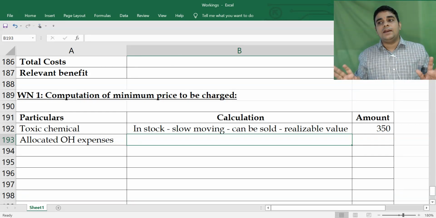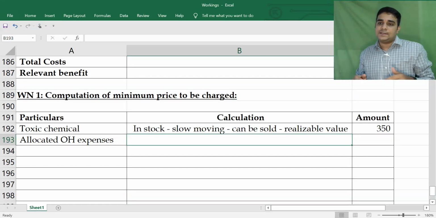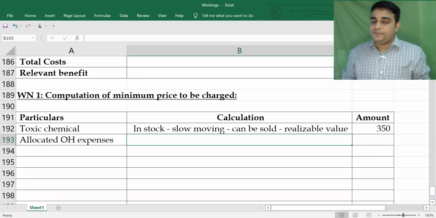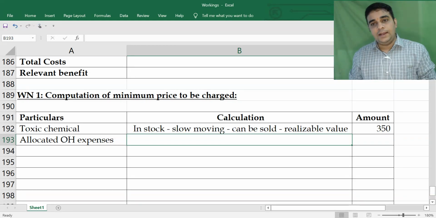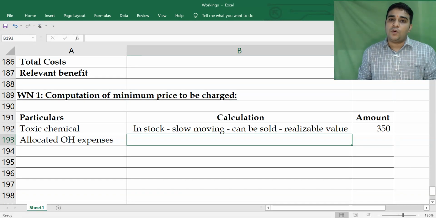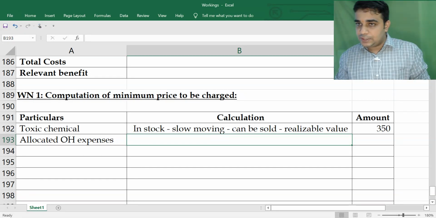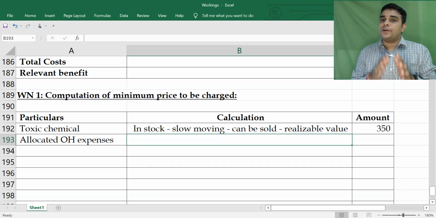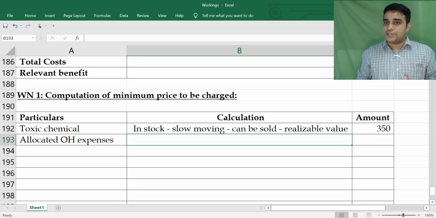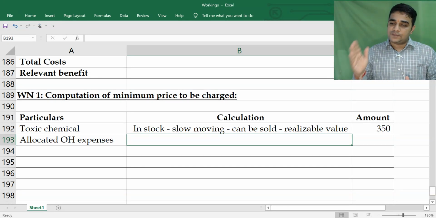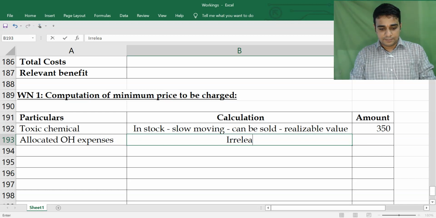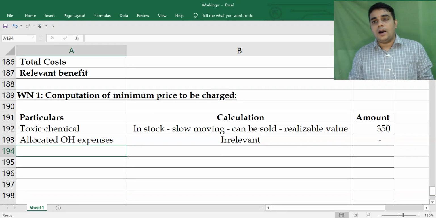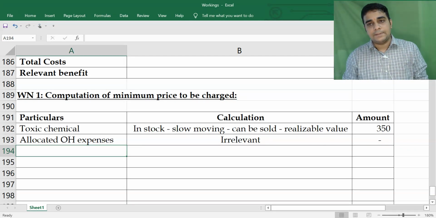So these are generally considered to be irrelevant unless they make it very clear by saying variable overhead. If they use the word variable overhead, it is relevant. If they use the word specific overhead, it is relevant. If they use the word avoidable overhead, it is relevant. If they use the word discretionary overhead, it is relevant. But in all other scenarios, committed overheads, allocated overheads, apportioned overheads, general overheads, corporate overheads, fixed overheads, all these are irrelevant in nature. So allocated overheads: 0, irrelevant.